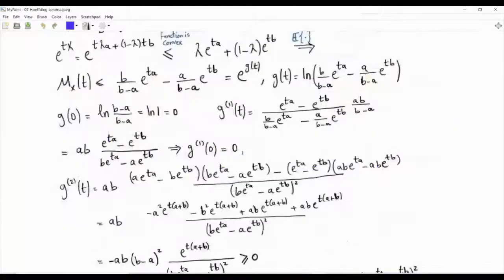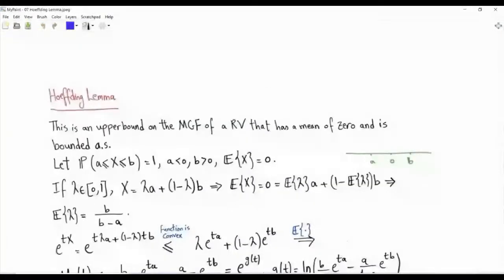Now, Hoeffding's lemma. There is an inequality in probability called the Hoeffding inequality, and we will talk about it later. But for now, it requires something called the Hoeffding lemma. The Hoeffding lemma is an upper bound on the moment generating function of a random variable that lives between a negative a and a positive b almost surely.